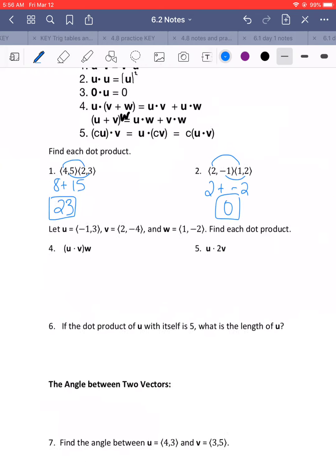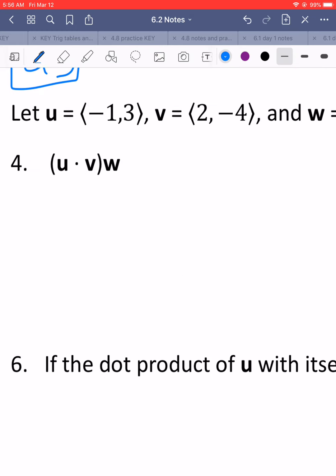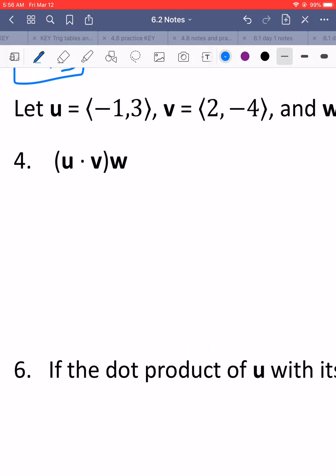Number 4, I've given you vectors u, v, and w. I don't want you to find each dot product. So it doesn't matter on 4 which order I go in. We saw that with one of the properties above. But I would just go ahead and start with u times v.